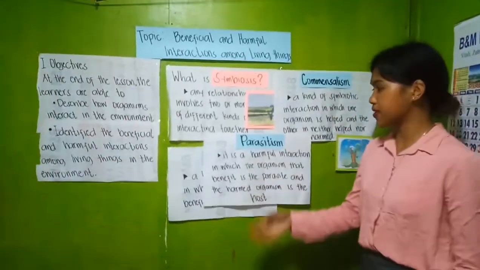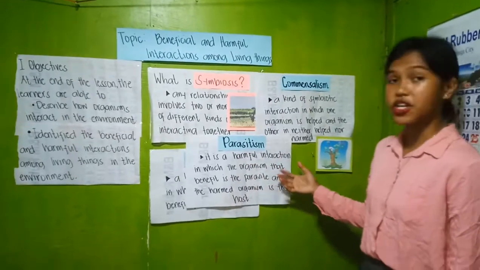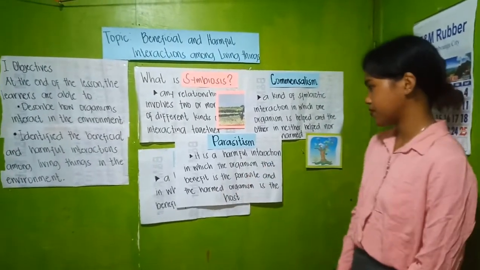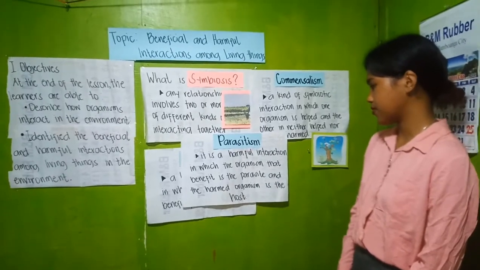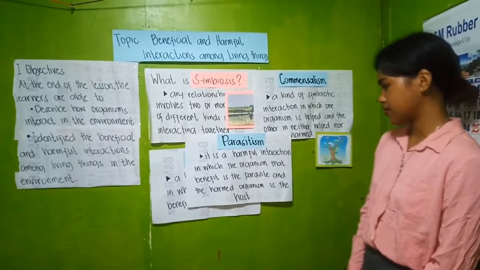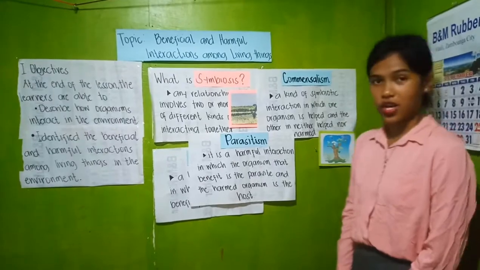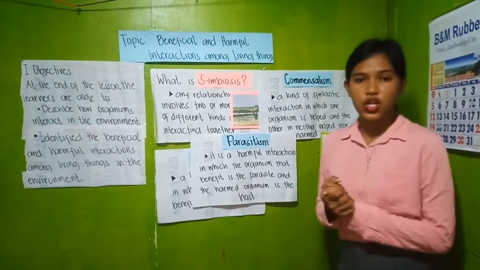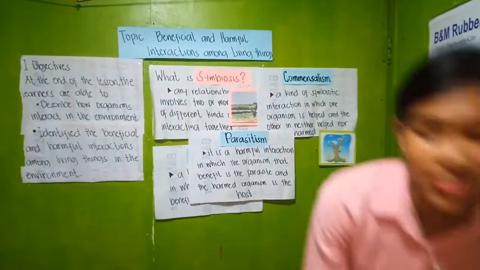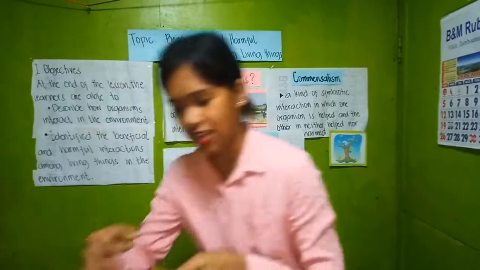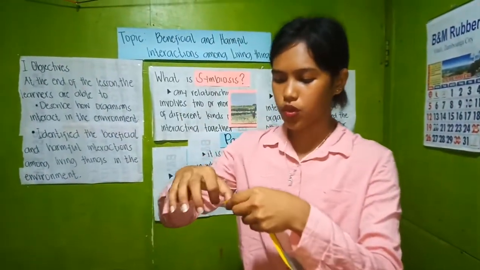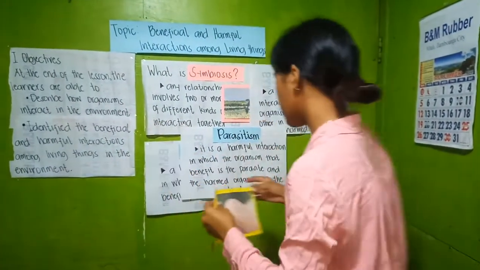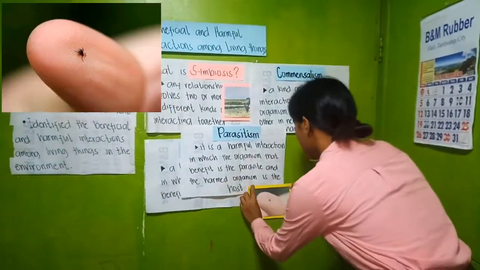Okay, everybody, can you please read what is the meaning of parasitism? Parasitism is a harmful interaction in which the organism that benefits is the parasite and the harmed organism is the host. Okay, thank you for reading, everyone. So let me give you also the example of a parasite, so that we're going to understand it well.